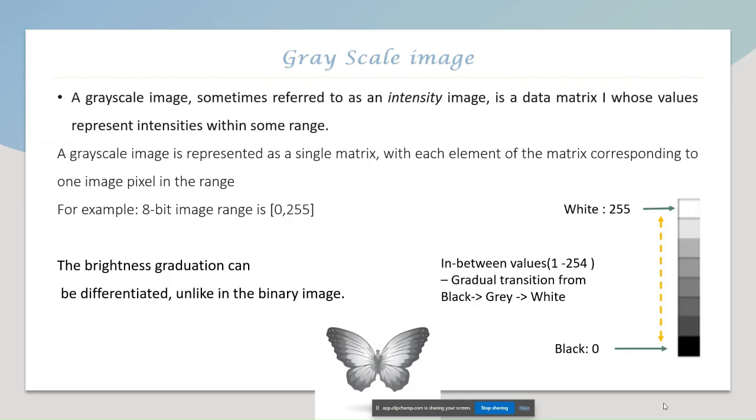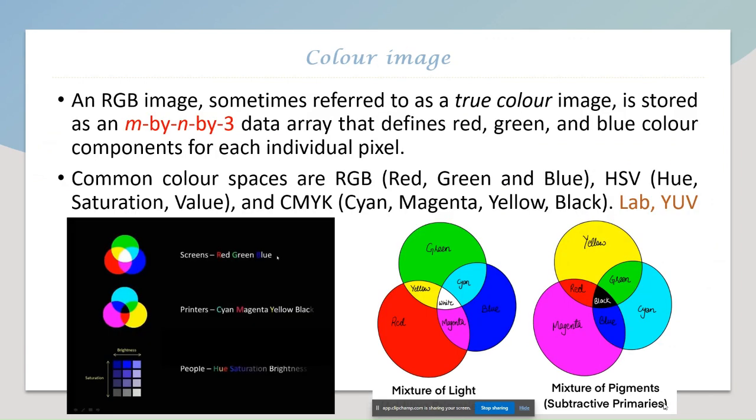So a grayscale image is also called an intensity image, because the pixel values, or intensities, are represented within some range. Then we have the color image, or the true image. Why is it also called the true image? Because that is what we can actually see. Our eyes can see it, and it has various colors.